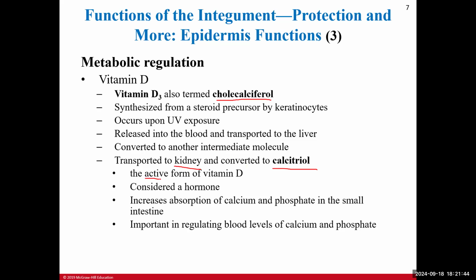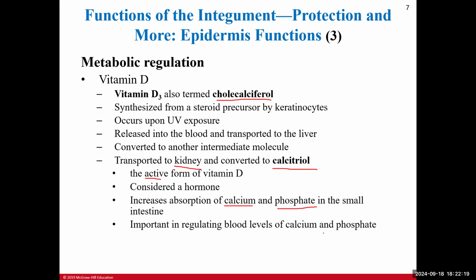So this is an important hormone, calcitriol, because it helps with the absorption of calcium and phosphate in the small intestine. And it's going to work with another hormone, which we'll learn in chapter 7, called PTH, parathyroid hormone. And then, because it's going to help absorb calcium and phosphate, what's important about calcium? What do we need that for? Bones, that's right. We've learned that so far.